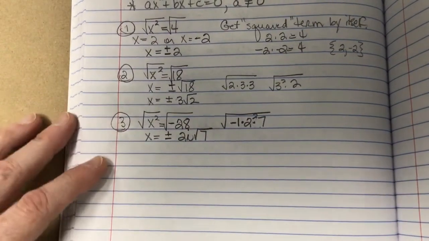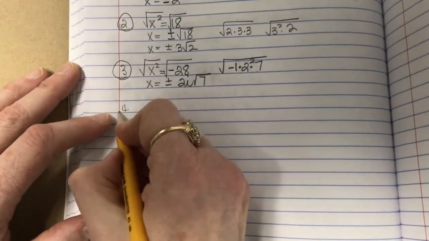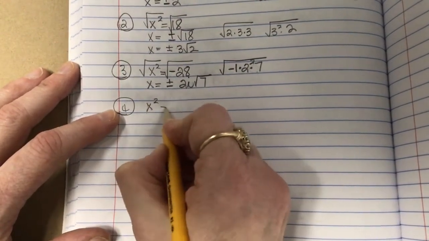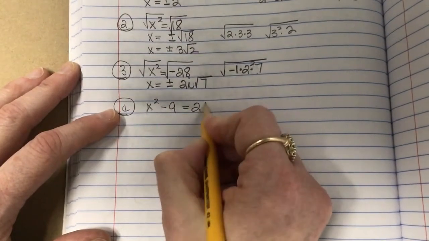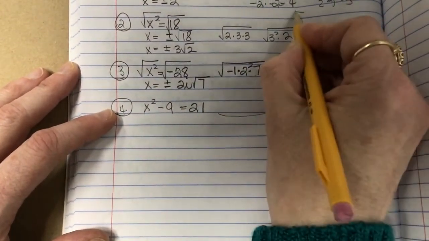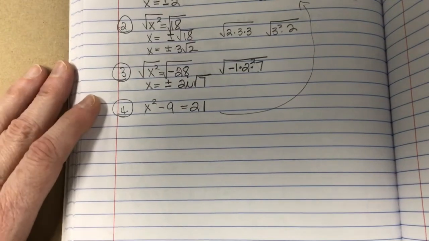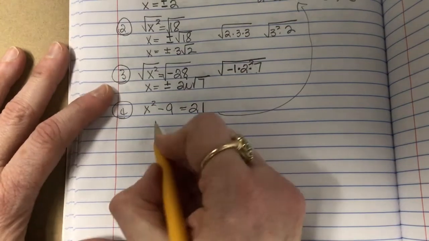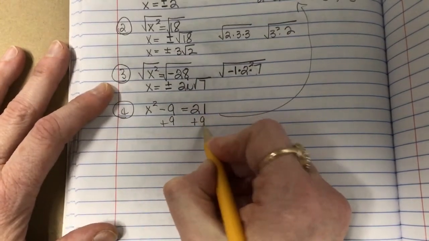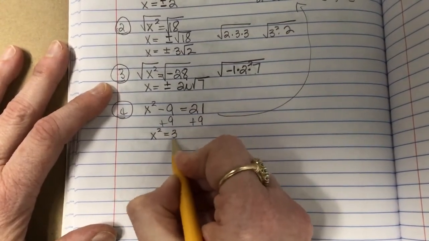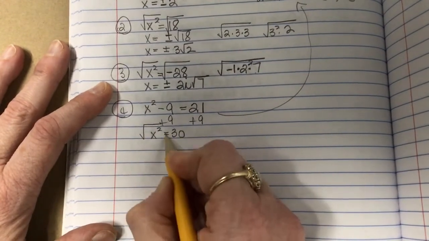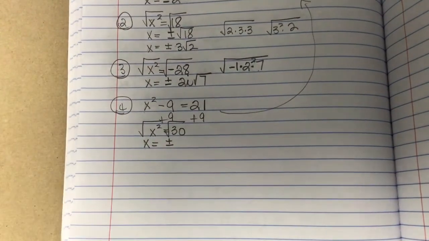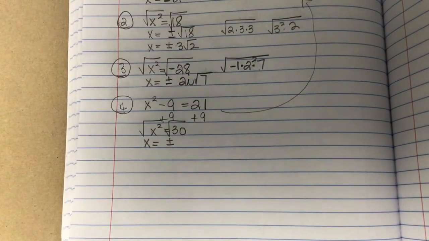Okay. Number 4. Let's do x squared minus 9 is equal to 21. Okay, I'm going to draw an arrow up there to my rule. You don't want to take the square root until you get your x squared by itself. So let's add 9 to both sides. And we get x squared is equal to 30. Square root, x equals plus or minus. And if you don't like the plus or minus notation, you can separate them, 2 answers.